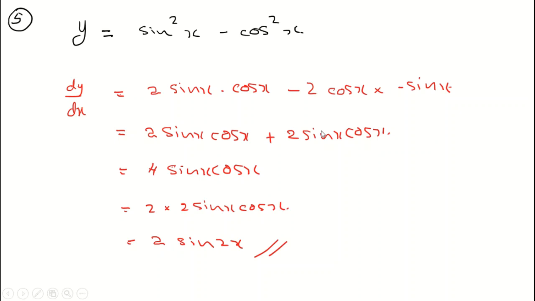Then you get y equals sin squared x minus cos squared x. When you differentiate sin squared x, it is 2 sin x cos x, minus 2 cos x into minus sin x. So 2 sin x cos x plus 2 sin x cos x. This is sin 2x. So 4 sin x into cos x. This is 2 into 2 sin x cos x, and this 2 sin x cos x could be written as 2 sin 2x.